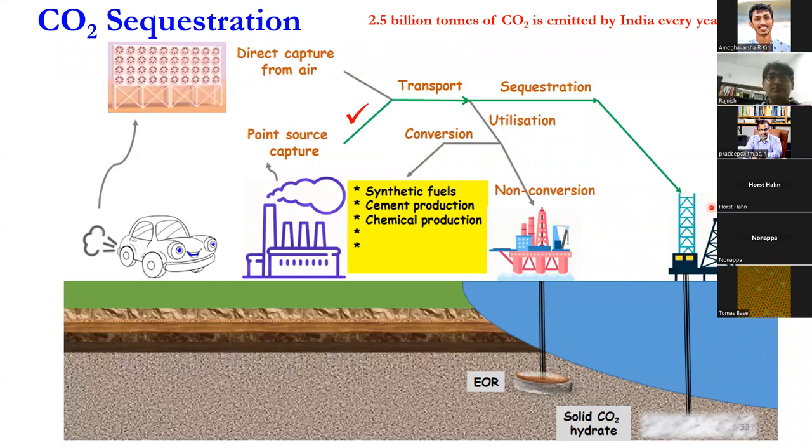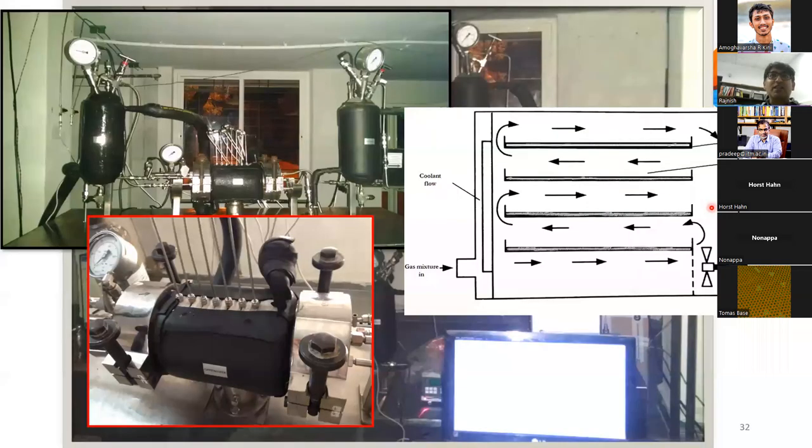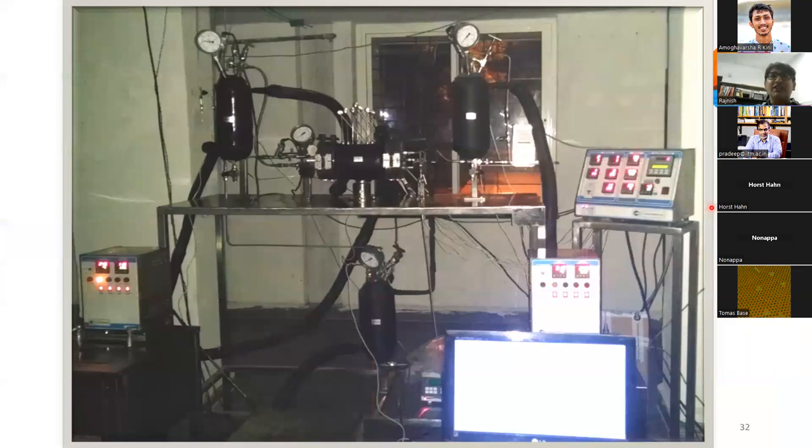Can you go back to the previous thing and then talk about what you have done? Yeah, thank you. So you see here, you have a reactor over here. This is a continuous reactor where you have water. This is where the hydrate grows in my reactor. This is where I have a gas, which is supplied to form the hydrate. And when I am dissociating the hydrate, this is where my gas is being collected.